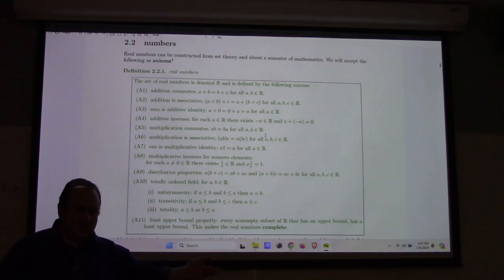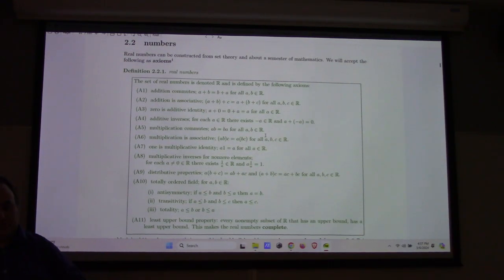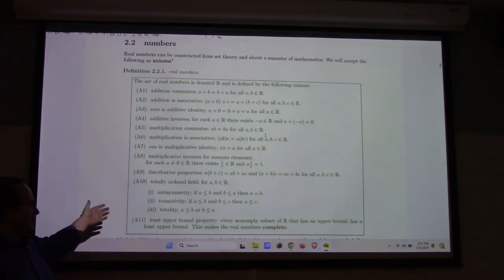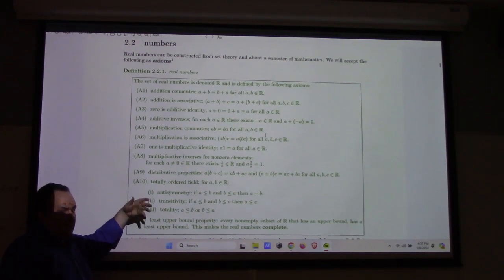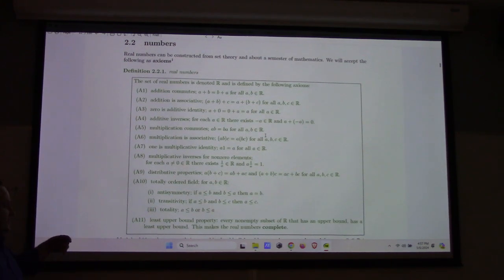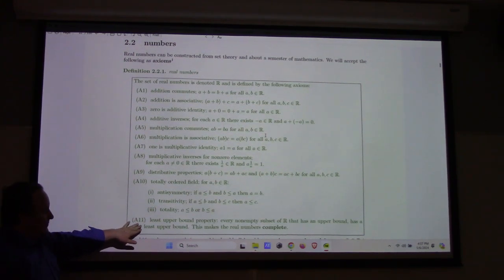Multiplicative inverse, which is again a rational number. The sum of two rational numbers is rational. It satisfies the distributive laws. All of these things are true, including the ordering stuff, for rational numbers. But what's not true for rational numbers is axiom 11, the least upper bound property.